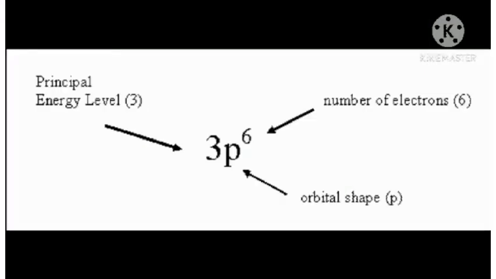An electron configuration has 3 parts. The big number 3 represents the energy level, while the P represents the type of orbital, and the superscript 6 represents the number of electrons.